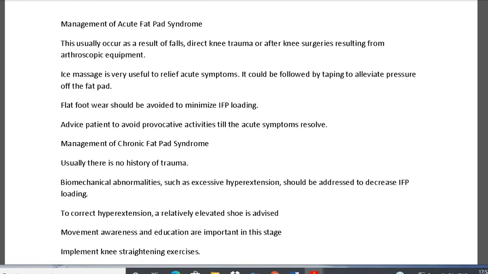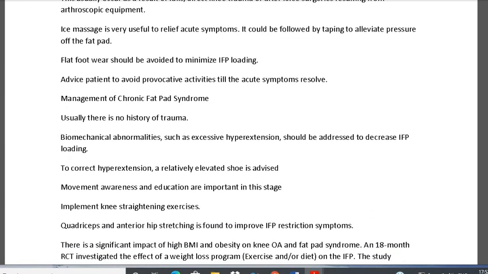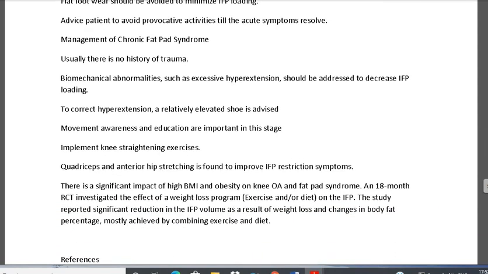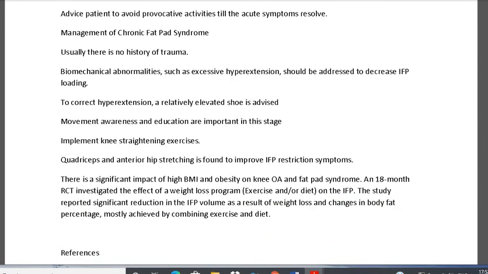And if it is a chronic fat pad syndrome, then biomechanical abnormalities such as hyperextension should be addressed to decrease the loading. To correct the hyperextension, a relatively elevated shoe is advised. Movement awareness and education are important in this stage. Implementing knee strengthening exercises, quadriceps and anterior hip stretching is found to improve the IFP restriction symptoms.